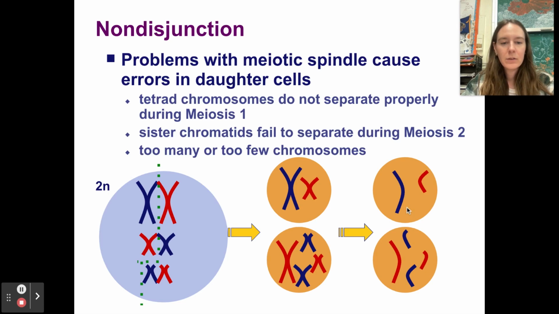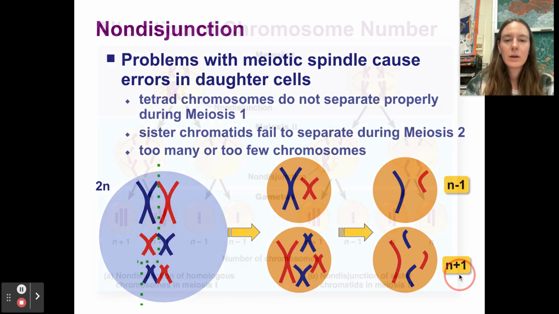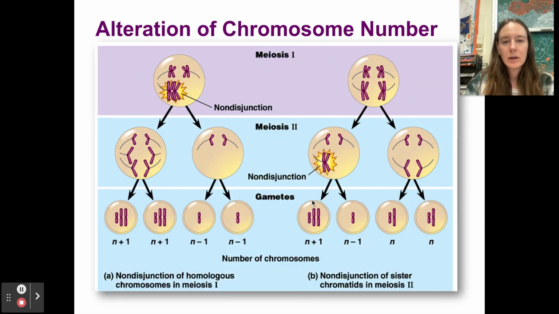And so now you have too few or too many chromosomes in your egg cells or your sperm cells. And then when the chromosomes combine, so let's say these are eggs and they combine with sperm, you're going to have 1 extra or 1 fewer chromosome. So this is 1 less and 1 more. And then here's another example.